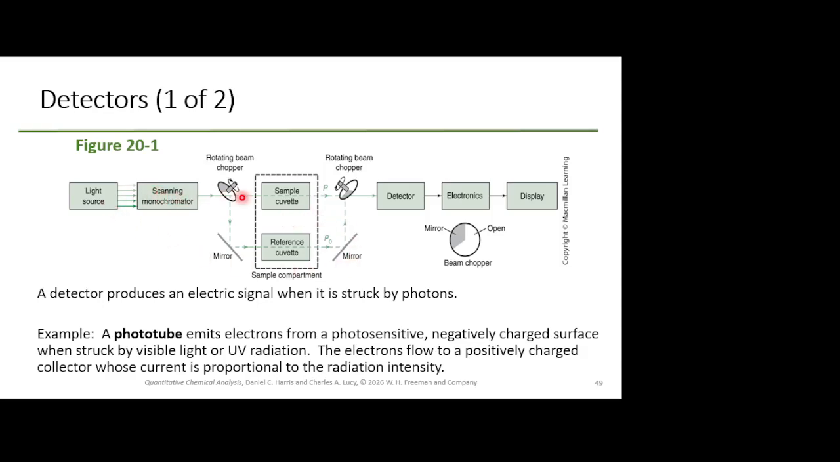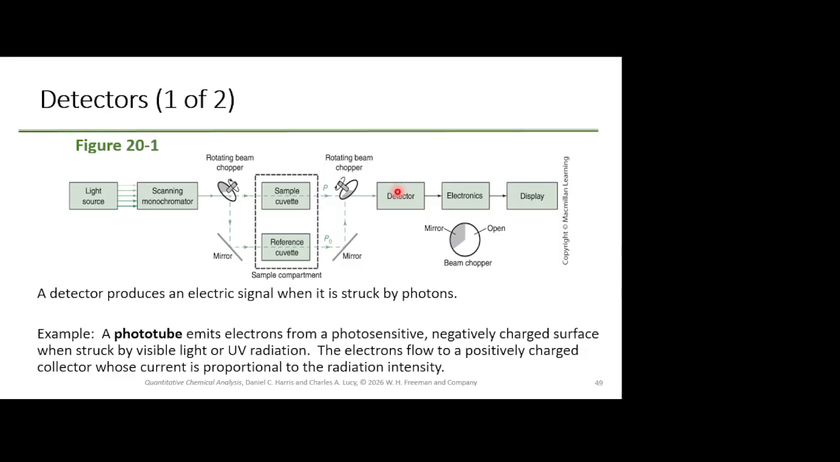So again, you have your monochromator. It's going through the chopper, and it's going through your reference and sample cuvettes. You're going to hit your detector, and then your electronics is going to boost that signal so you can process the signal and display, hey, I got this amount of light at this specific frequency. So we need a detector that's going to transform photons that are being detected into electric signal.